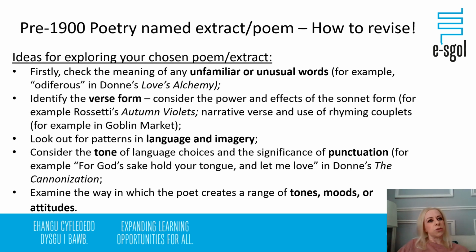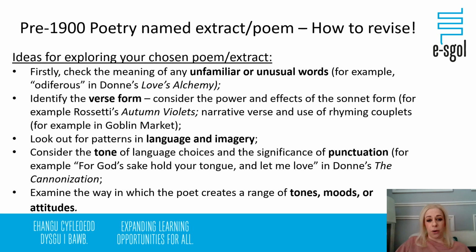Okay. So once we've done that, once we've looked through our annotated copy and we're making sure that we've got all our annotations up to date, and we've started looking at past papers and past questions and making lists of the types of things that come up, here is where we go next. So ideas for exploring a chosen poem or extract. What you might want to do then is just pick a poem.